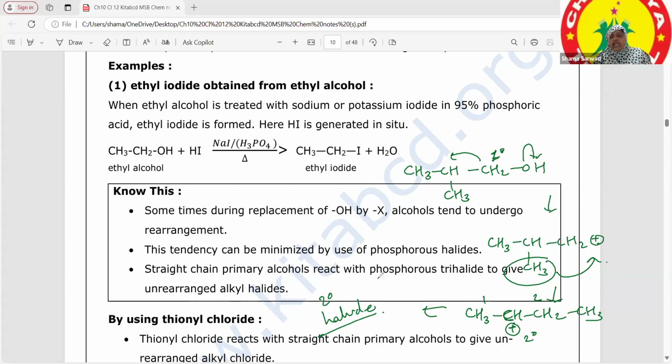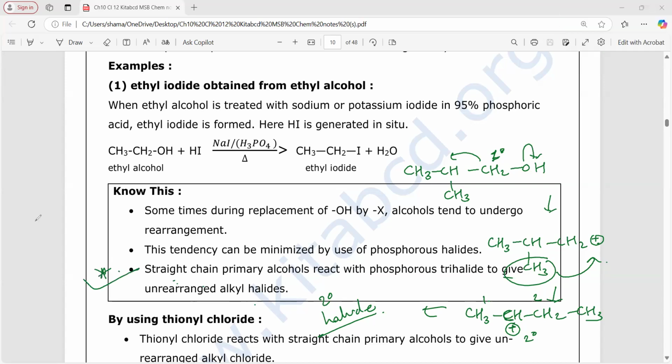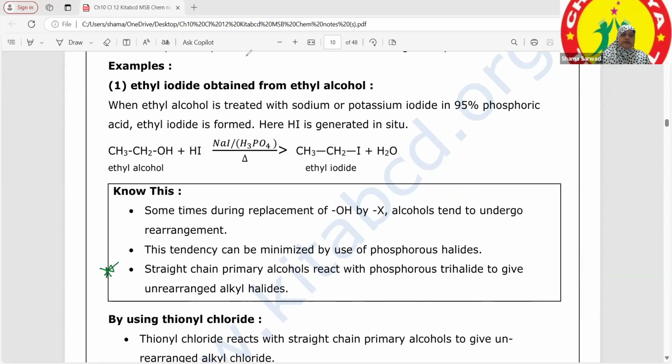So what happened? The primary halide was expected, but a secondary halide has been formed. This is a rearranged product, which we did not expect, right? To prevent all these things, you have to use a phosphorus halide as a halogenating reagent. Here it is given: a straight chain primary alcohol reacts with phosphorus trihalide to give an unrearranged alkyl halide. This point is important. Please note it down. Once you have done, let me know, so I can explain carbocation stability.